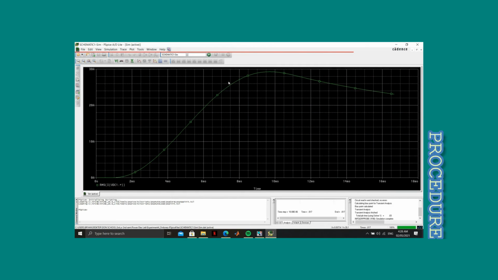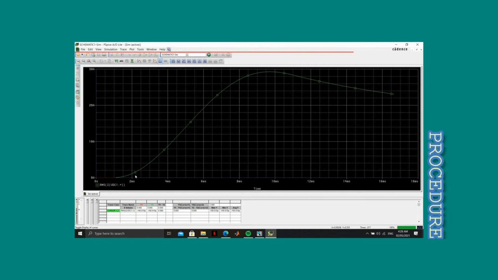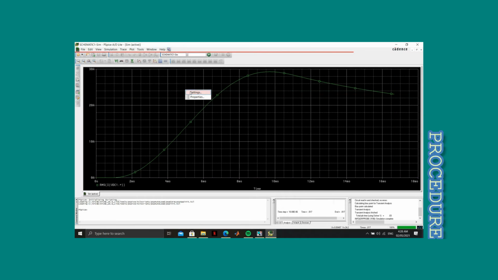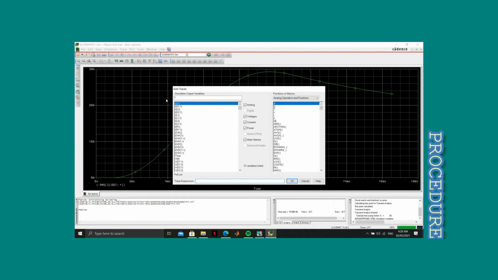So now to determine the RMS current flowing through the DC voltage source, we would see it at the end of one cycle, which is at the 16.67 millisecond point. So the RMS current is 23.073 amperes.